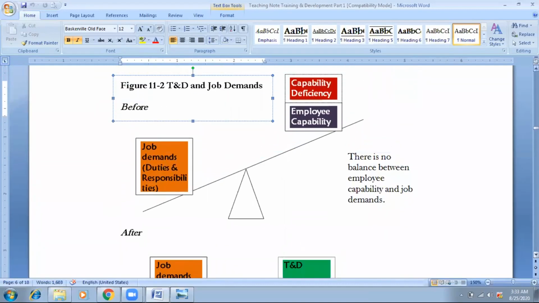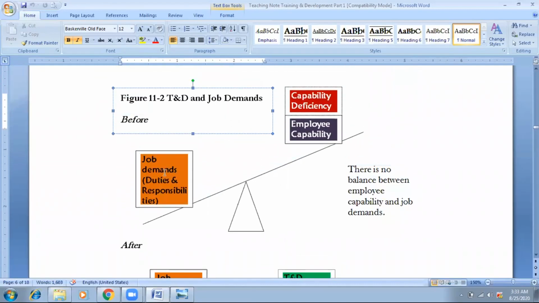This is before doing T&D. Here you can see job demands, duties and responsibilities. Consider one particular job that has duties and responsibilities which are to be performed by the relevant employee. But the employee capability is this much. This much is the capability deficiency, which is missing from the employee. That means the employee has no full capability to meet job demands, to perform the relevant duties and responsibilities. So therefore, there is no balance.